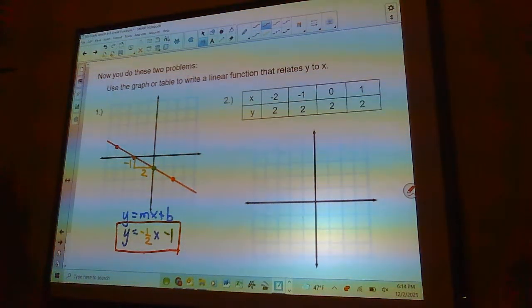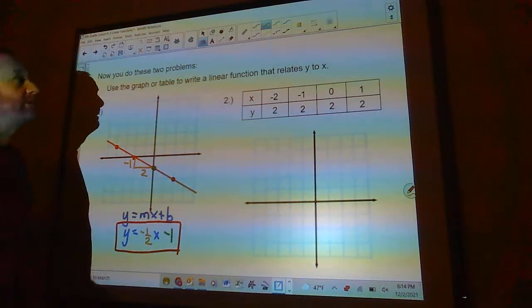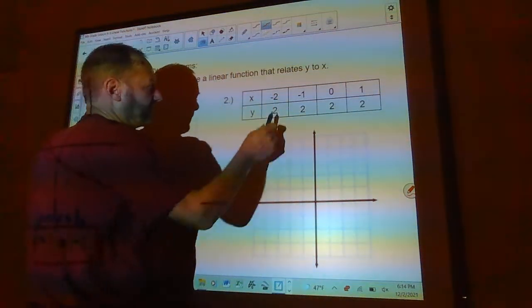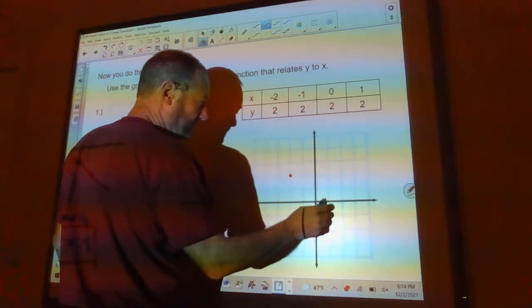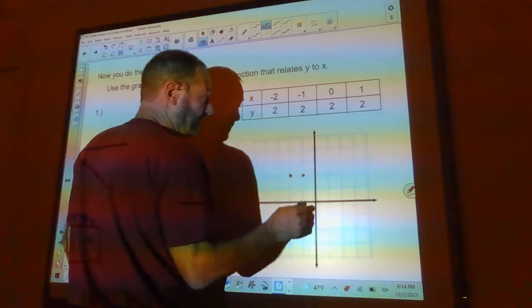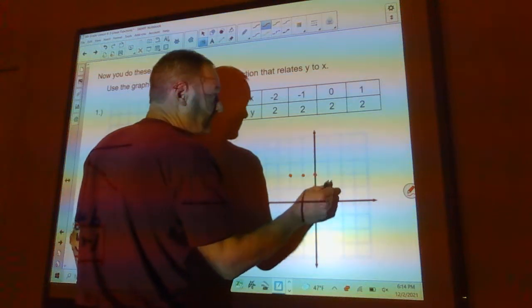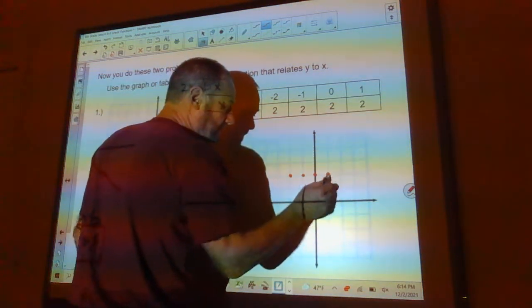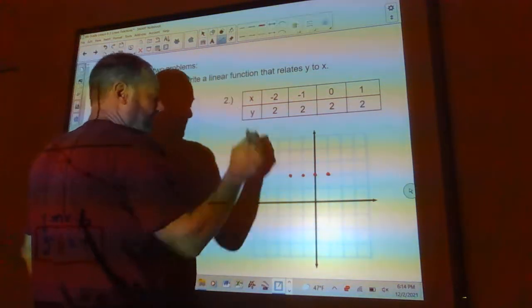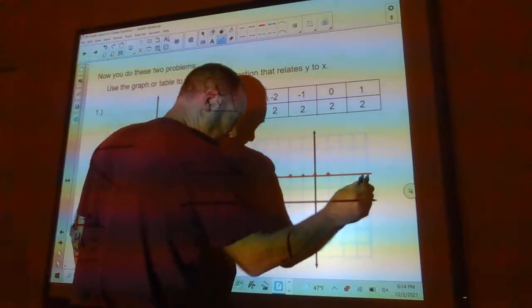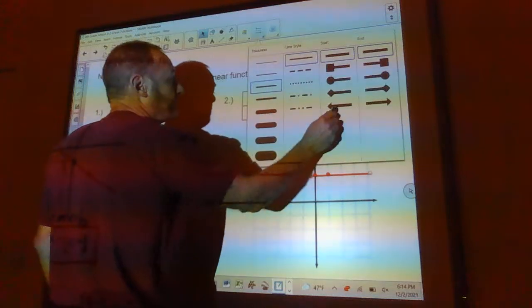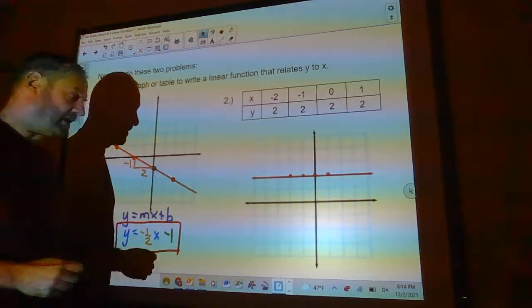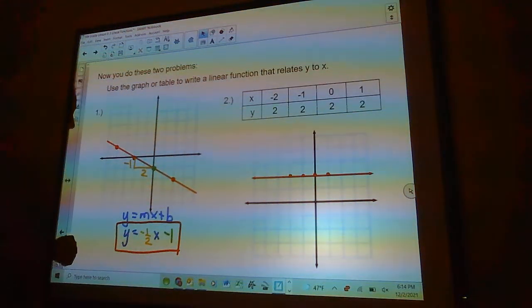Okay, now I can do this without graphing it, but graphing it kind of makes it easy. It doesn't take very long to graph these. Negative 2, positive 2 is right here. Negative 1, positive 2 is right here. 0, 2 is right here. Oh, this is an interesting one. 1, 2 is right here. So if I draw this line, that's that line right there. So we have a horizontal line, which is okay to do.